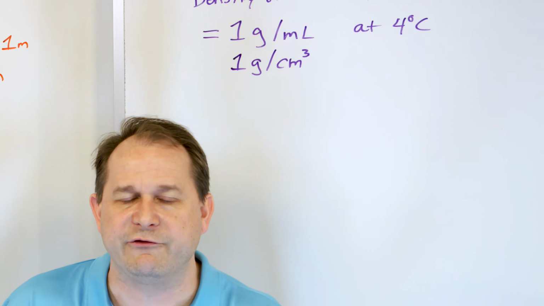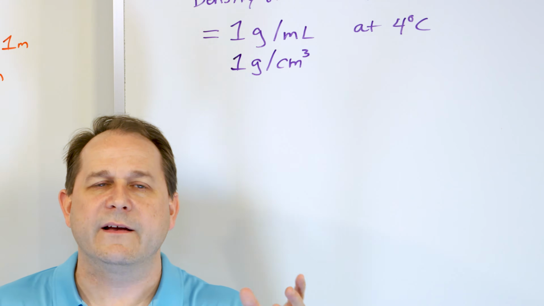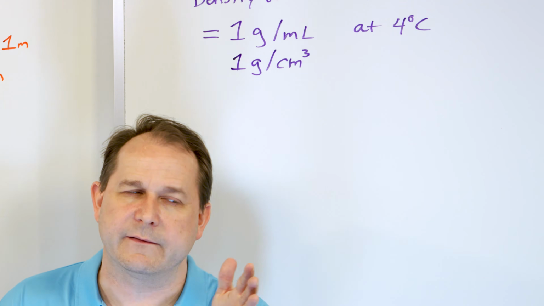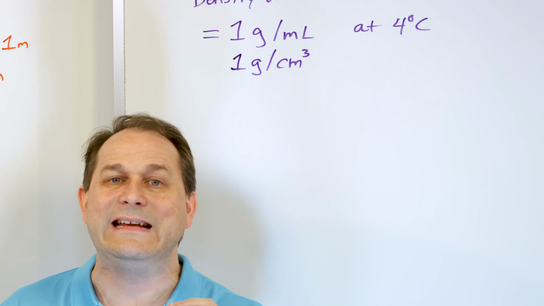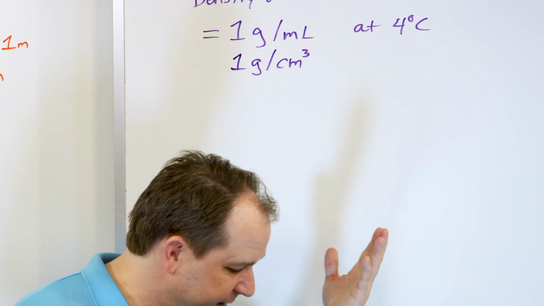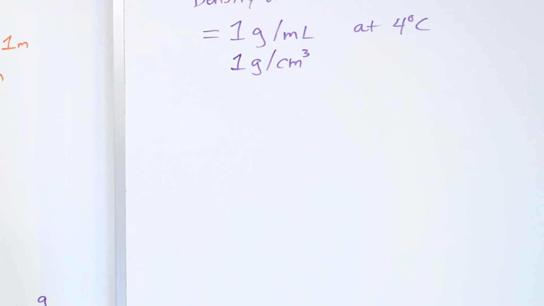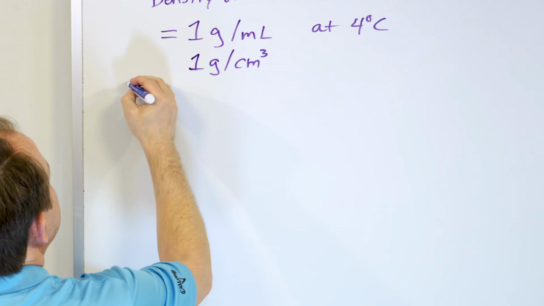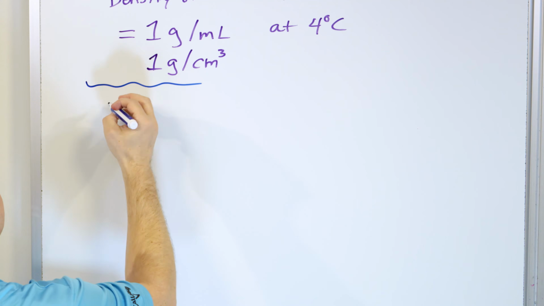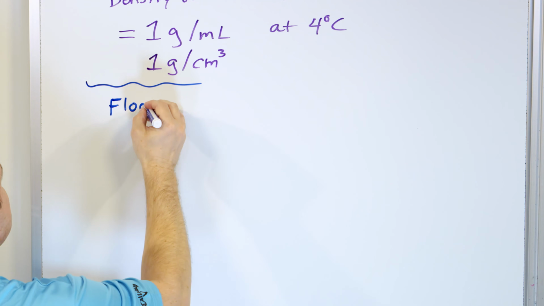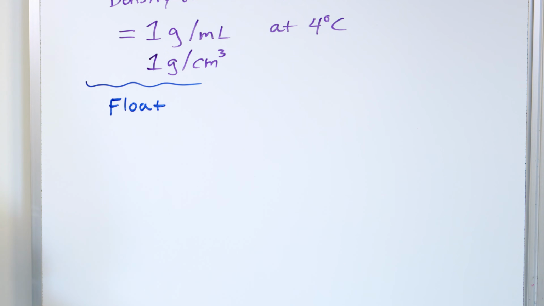And then the volume changes, so the density changes. Because I have to compare things in a similar fashion, I need to specify the temperature. So the density of water is at 4 degrees Celsius, this number here. Now here is the punchline. How do we know if an object will float on water?